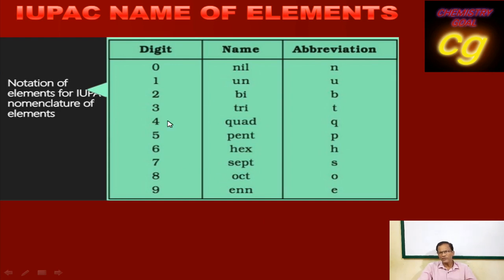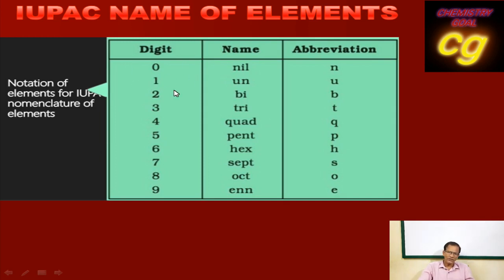Then the very next thing, which is very important, is the IUPAC name of elements. How can we give the IUPAC nomenclature of the elements? Common names you already know, but what is the IUPAC name? IUPAC means International Union of Pure and Applied Chemistry. Some rules are derived, and as per the rules, the nomenclature of the elements is given.